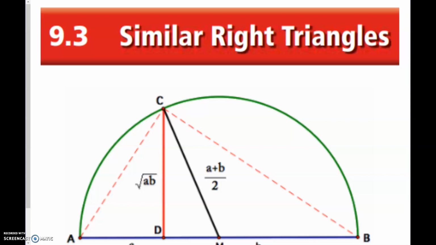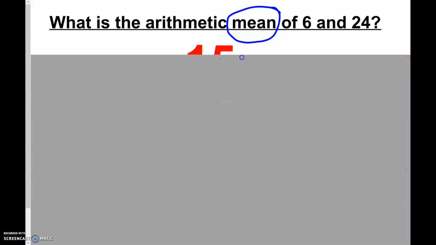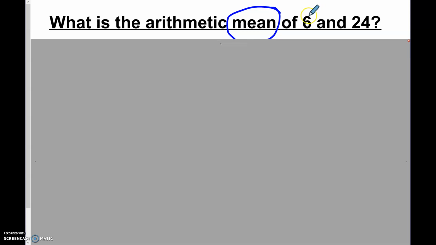Similar right triangles. Well, first we need to talk about something called the arithmetic mean. You guys have been doing this where you talk about the mean of things. So if we have 6 and 24, basically what that means is what number is dead smack in the middle of 6 and 24. So, how do we find that?